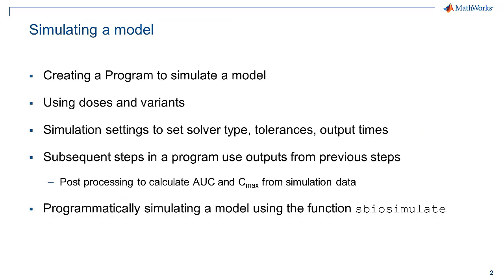In this video, I've shown you how to create a program to simulate a model in the SimBiology Model Analyzer app, how to use doses and variants for those simulations, how to use the simulation settings to set the solver type, tolerances, output times, and other settings, and then also how steps are part of programs and how subsequent steps use the outputs from previous steps, such as what we saw when post-processing the simulation results to calculate AUC and Cmax. And lastly, I showed you how to programmatically simulate your model using the sbiosimulate function.